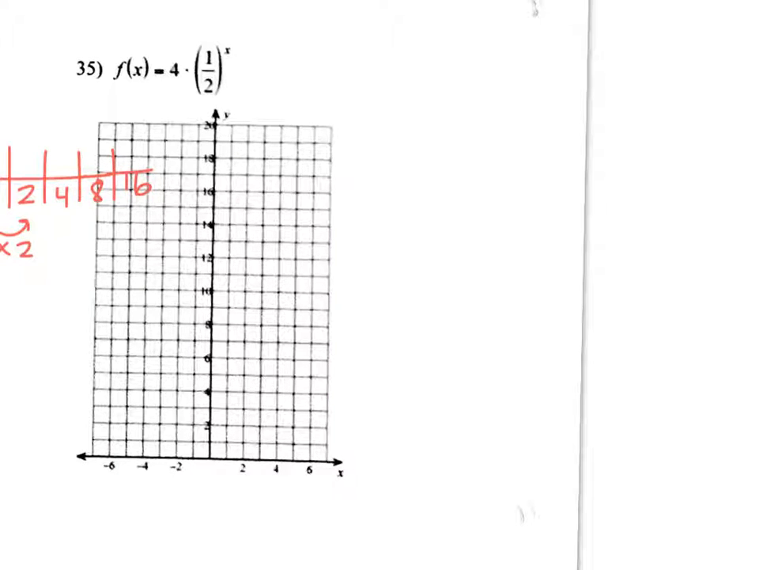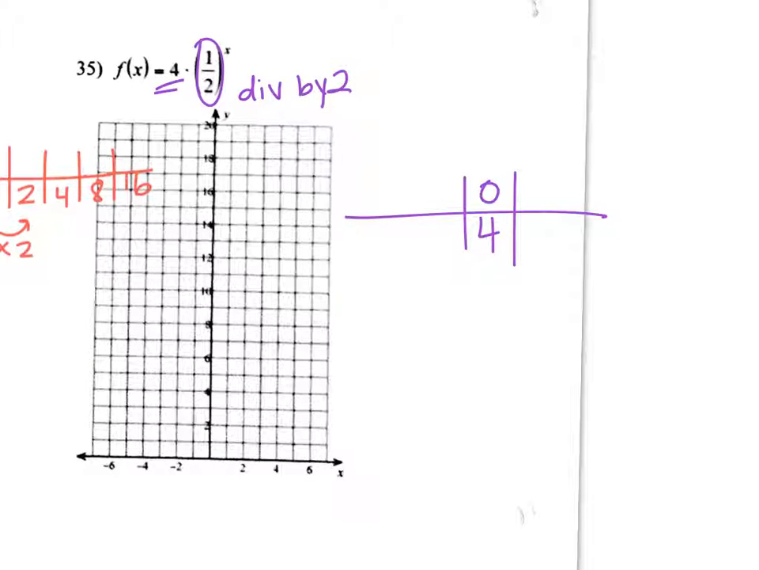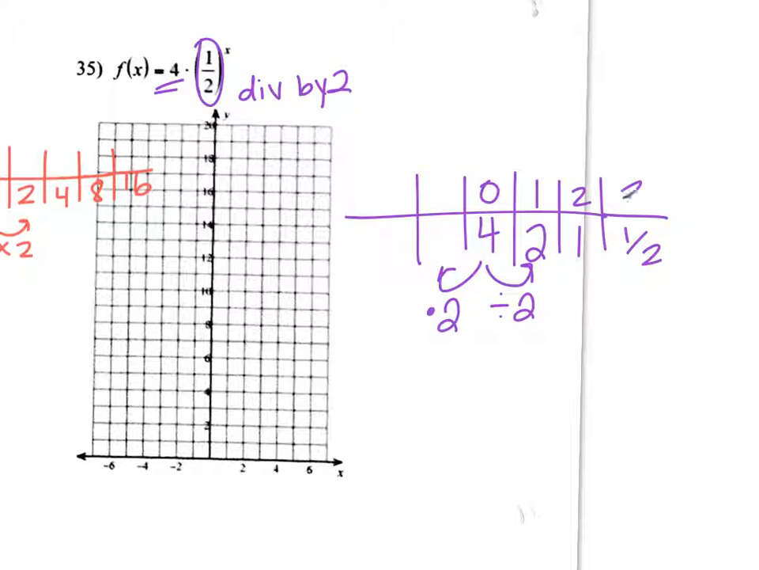Last question. Hallelujah. All right. Starting point is 4. And then 1/2 is my pattern, which means my pattern is really to divide by 2. So going forward, it's divide by 2. And then going backwards, it's multiply by 2. So I'll go forwards for as long as I can. 2, 1, 1/2. Once I hit the fraction or the decimal, I'm going to stop. Then I'm going to go backwards, multiply by 2, 8 and 16.